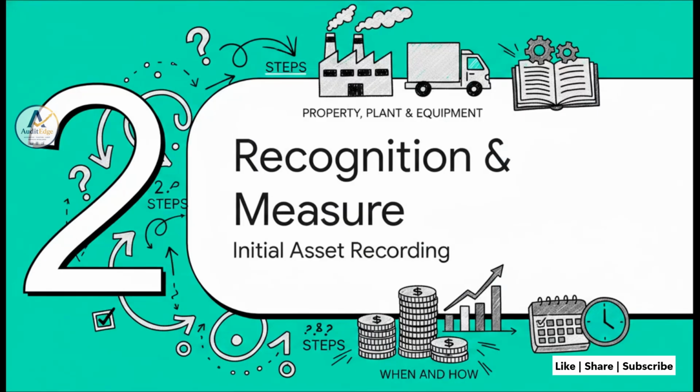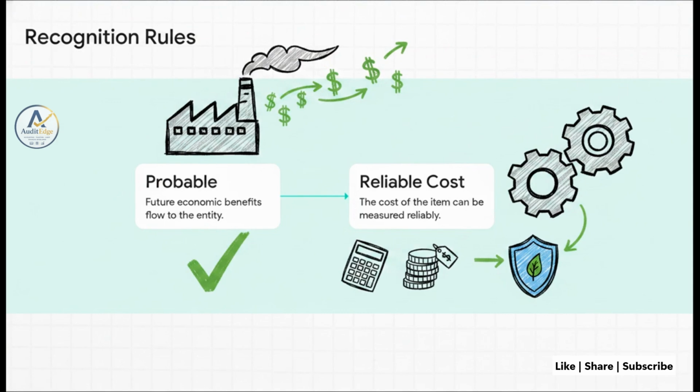Okay, let's dive into this next crucial phase, Section 2, Recognition and Initial Measurement. You know, you cannot just recognize any random item as an asset. It has to pass 2 strict tests. Step 1, it is probable that future economic benefits will flow to the entity. Step 2, the cost of the item can be measured reliably.